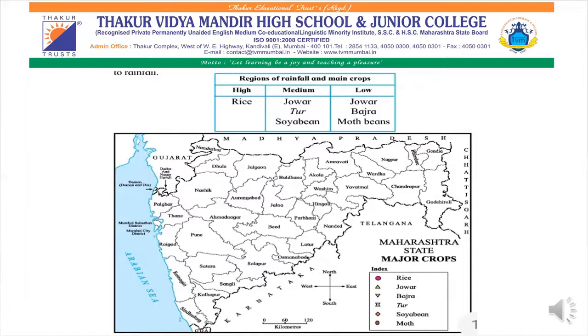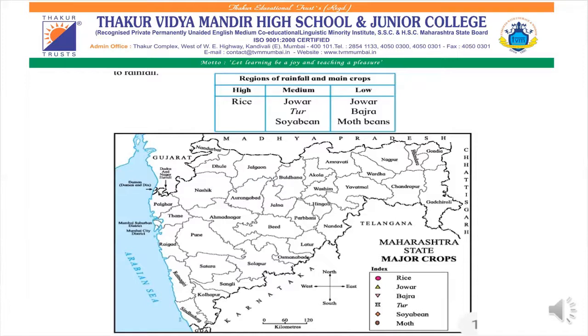The production of the crops depends on the climate, soil and availability of water. Different regions of Maharashtra get different amounts of rainfall, right? Like here only we have seen that the Konkan region receives high rainfall, whereas the other regions, Pune region and others, receive moderate rainfall. There are 6 divisions.